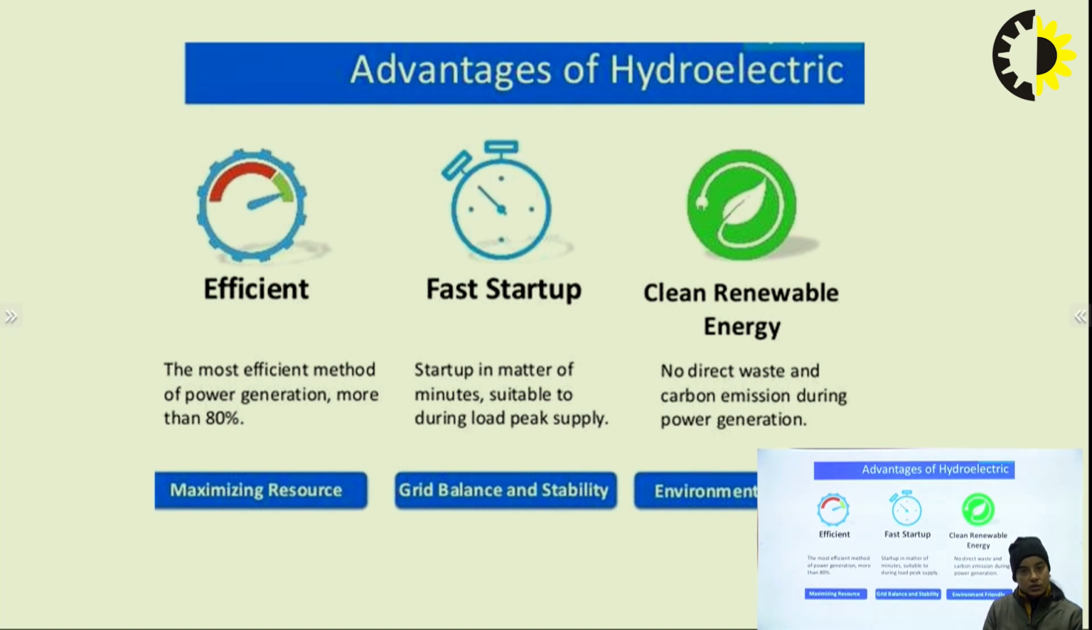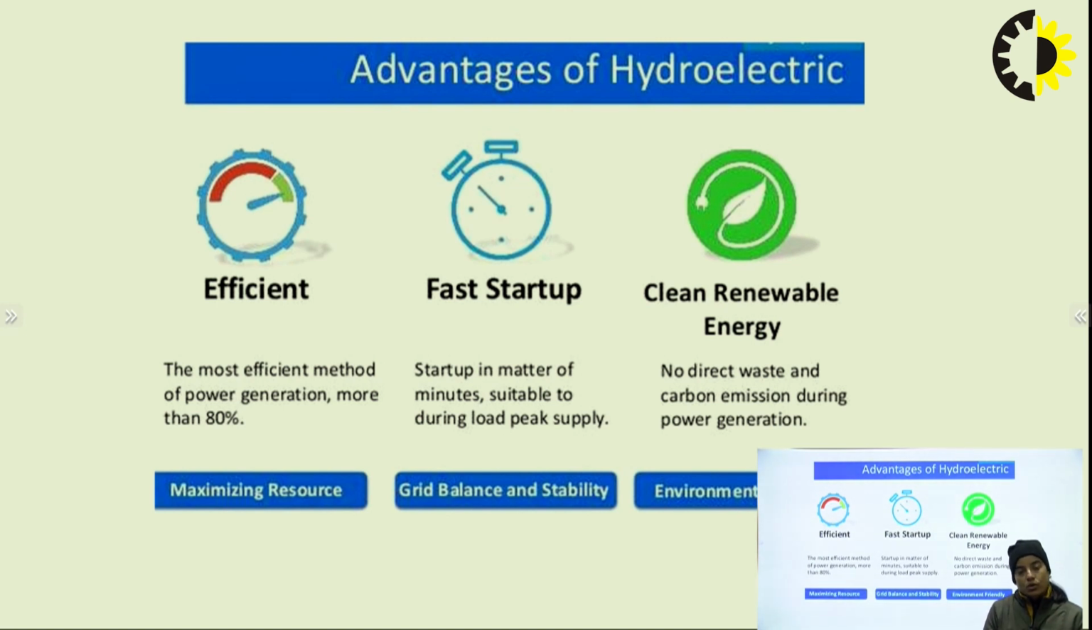So this hydro plant can be started very fast. It is used to serve the peak load. There are also base loads. Base load means the loads which are constant in the system, throughout the day, throughout the year. Those base loads are usually served by the thermal plant, and the peak loads are served by the hydro plants.